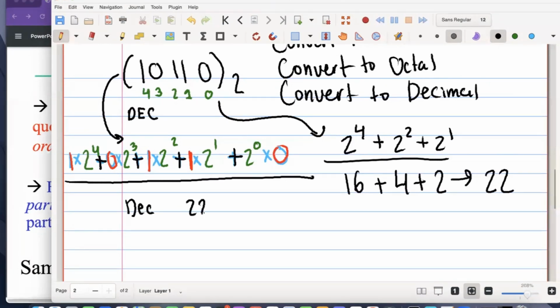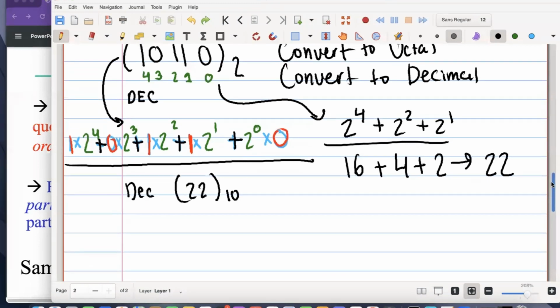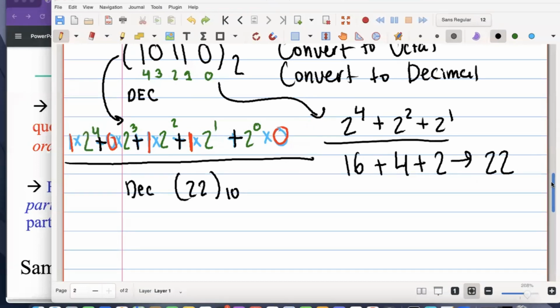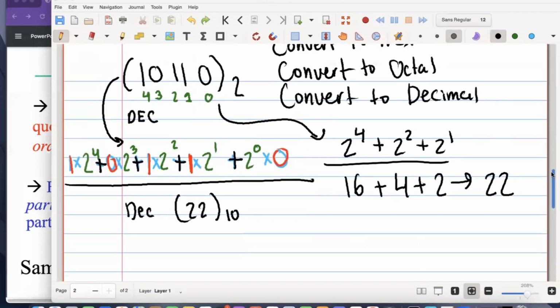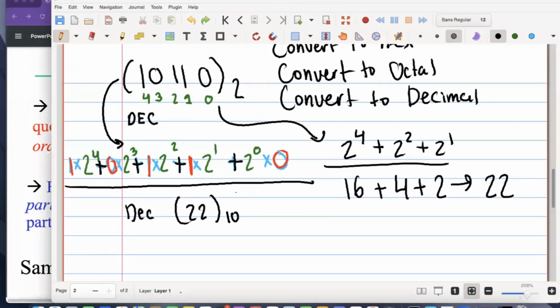we have 22. You may ask, why do you have the 2 here? Why do you have the 10 next to the bracket? That's just to denote which system we're using. It's not really important. Please write it though on your exam because you will lose marks. So it is important, but it's not really necessary for your homework. It's good practice.